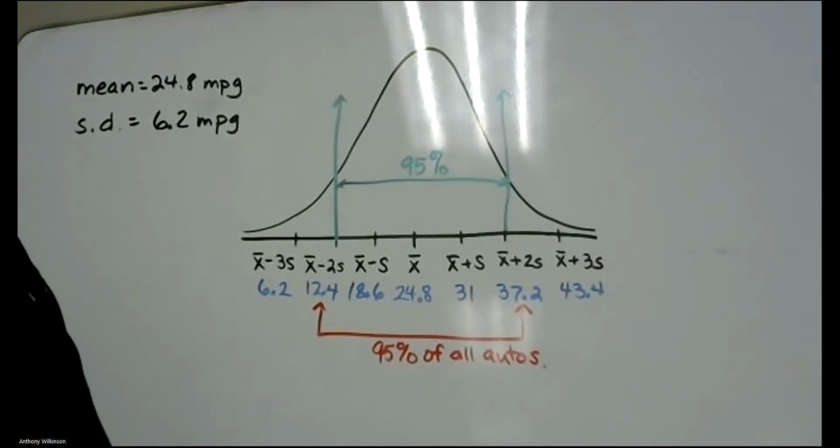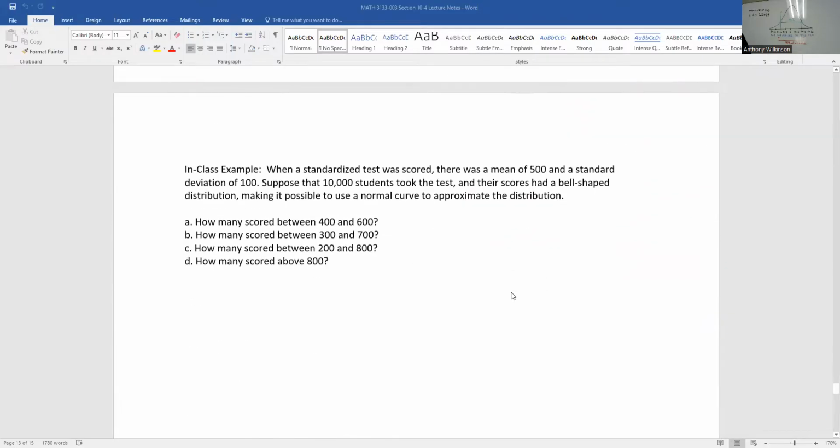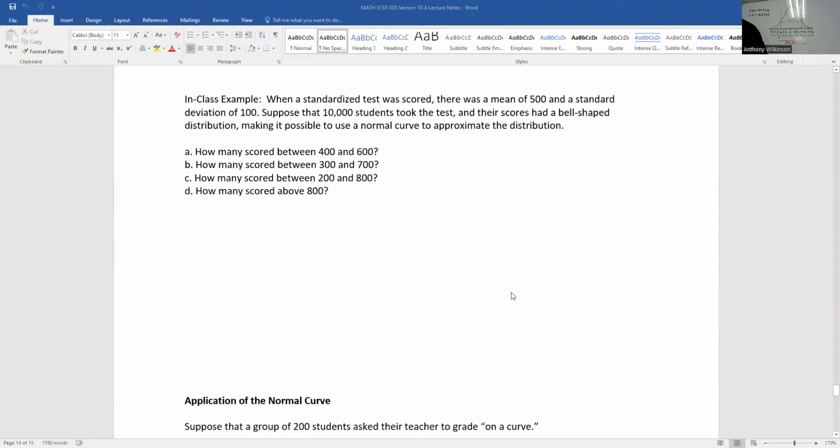All right, now let's look at this other example on the next page. When a standardized test was scored, there was a mean of 500 and a standard deviation of 100. Suppose that 10,000 students took the test and their scores had a bell-shaped distribution, making it possible to use a normal curve to approximate the distribution. So here we're going to answer parts A, B, C, and D. How many scored between 400 and 600? How many scored between 300 and 700? How many scored between 200 and 800? And how many scored above 800?